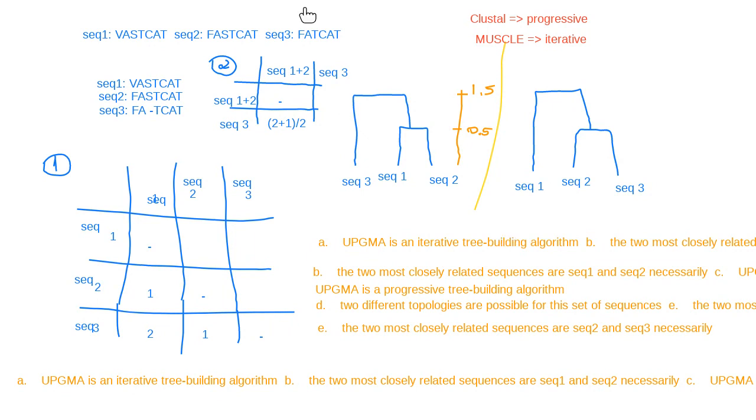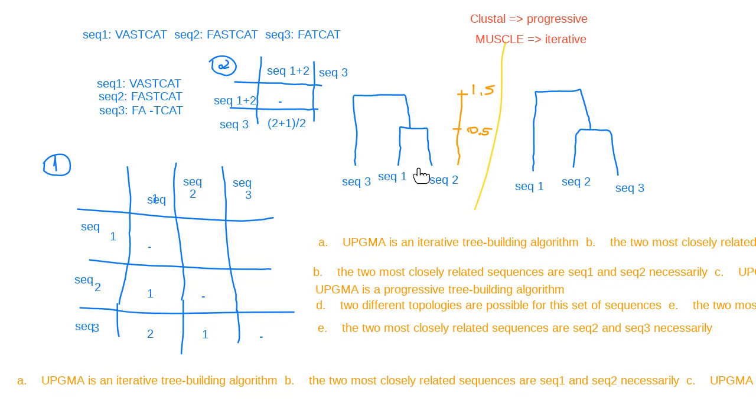So B says the two most closely related sequences are sequence 1 and 2. And then I put the word necessarily there because you could say, yes, they are. Okay, sequence 1 and 2, they are the two most closely related to each other. That would be true, except that for this problem, there is an alternative tree that at this point, since we didn't do any bootstrap, any statistics on this, as far as we know, it's equally likely. So the word necessarily that I put there was to basically make you choose no.